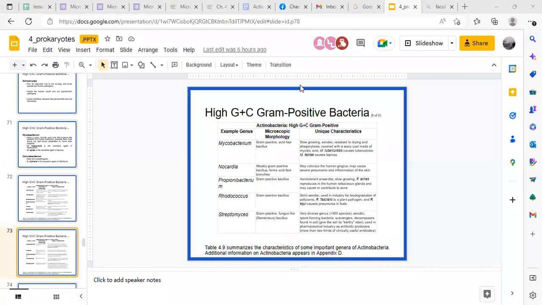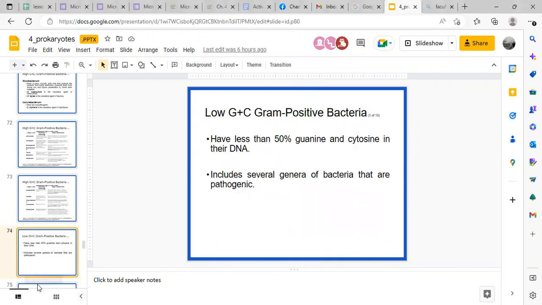Okay, so yeah, it's a spore-forming bacteria. You have more than 500 species like this. So they're fungus-like in that they are filamentous. So the shape is bacillus or rod shape. Okay, those are high G plus C gram-positive bacteria. So let's talk about low G plus C gram-positive bacteria.